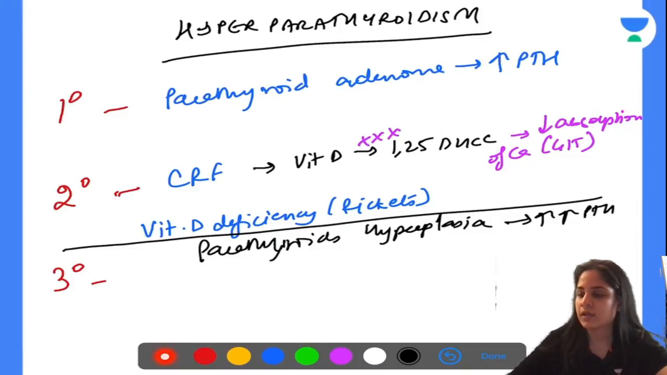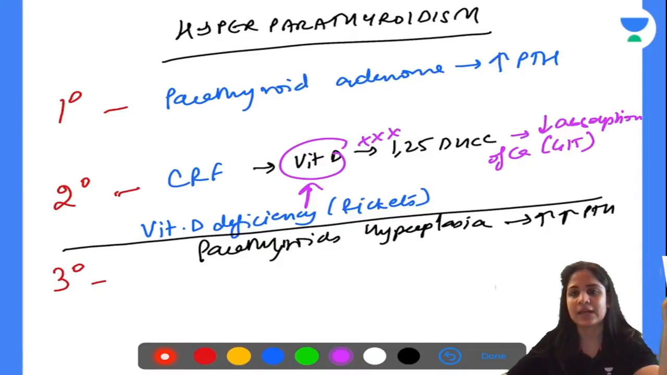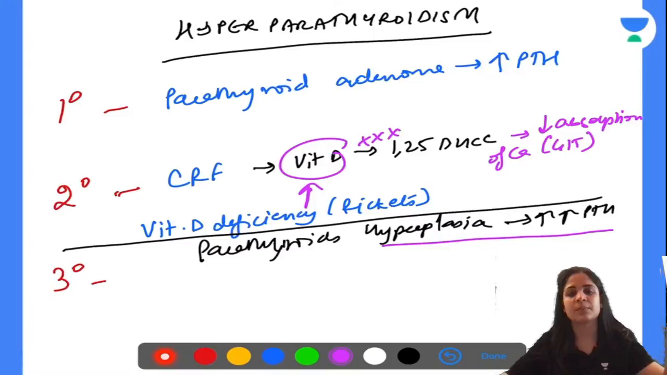Okay, now vitamin D deficiency also, same thing. You don't have the precursor, you don't have this vitamin D. So as a result of this, you are having hypocalcemia, and to make up for this hypocalcemia, you will have parathyroid hyperplasia, causing increased parathormone secretion, causing deposition of calcium from bone into blood.